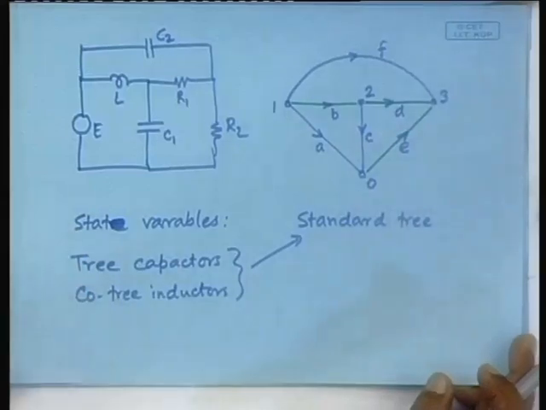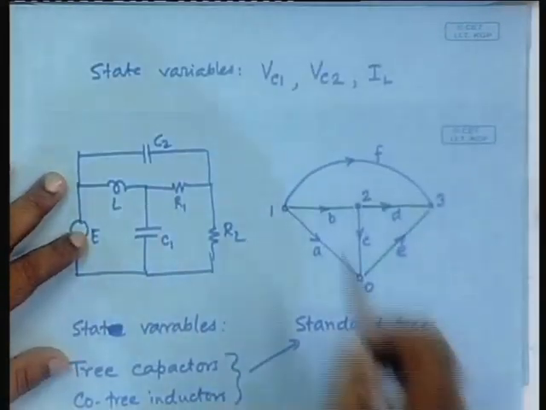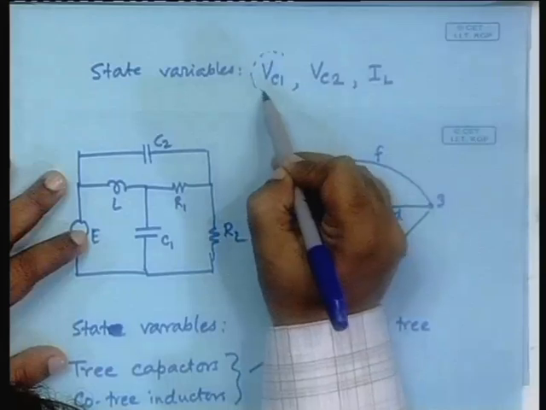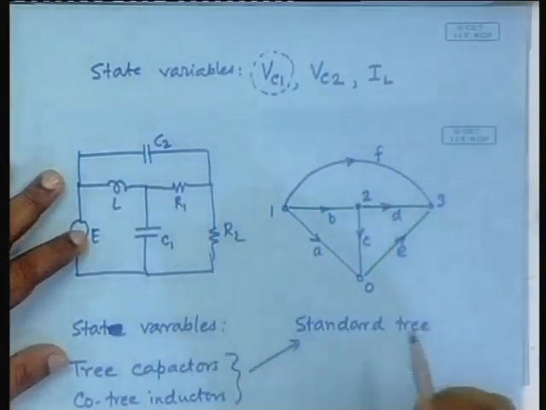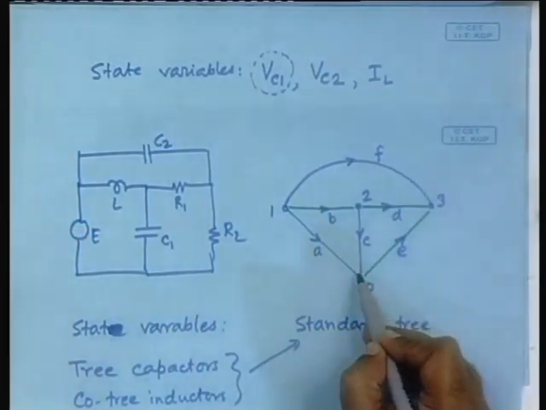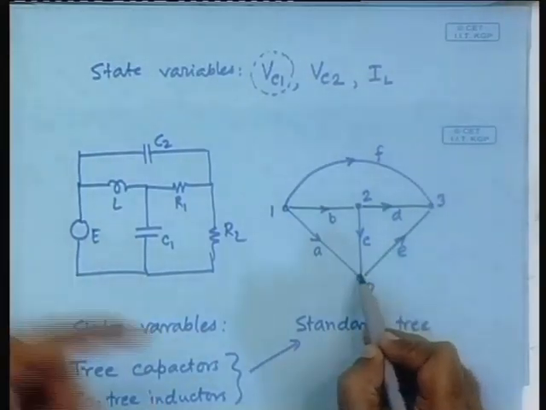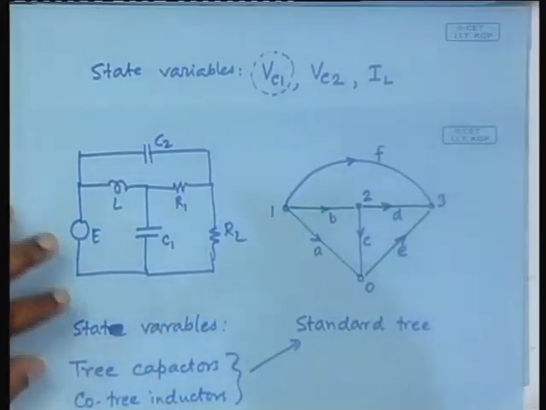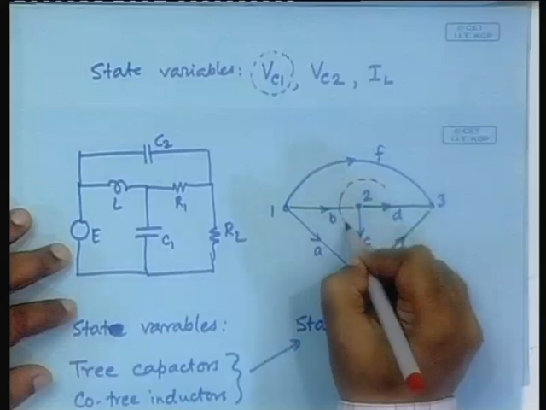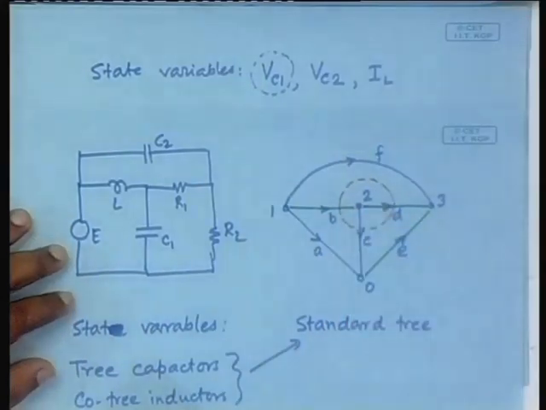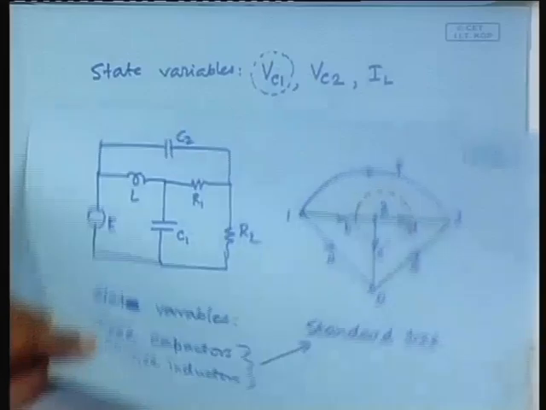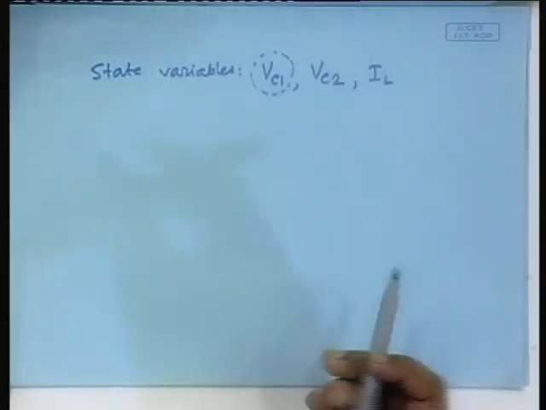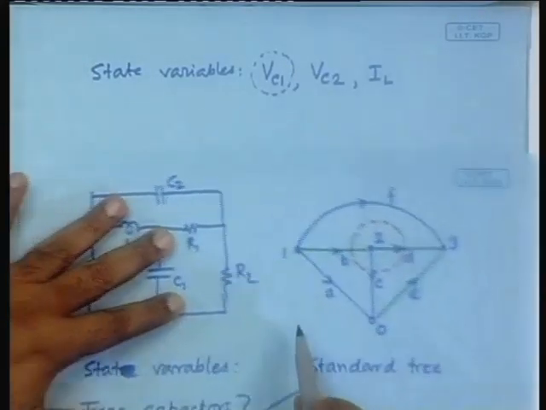Now, let me. First, your job is to identify, suppose you are obtaining the equation for VC1 here, identify what? A cut set, a basic cut set that contains this branch. Can you identify? Here, that is the basic cut set. Immediately we can write down the KCL equation, let me display it here and write it.